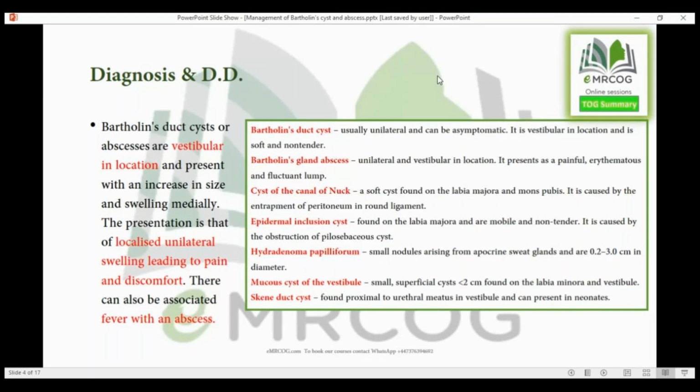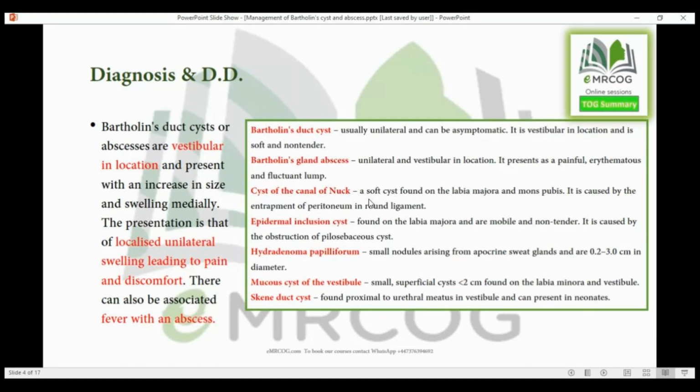So what else can happen in this area? We have something called cyst of the canal of Nuck. This is a soft cyst and a very small one. It can be caused by the entrapment of peritoneum in the round ligament. So it won't be exactly in the same site as the Bartholin cyst. It will be a little bit higher, a little bit inside of the vagina, but it's one of the differential diagnoses. What else? We can have an epidermal inclusion cyst.